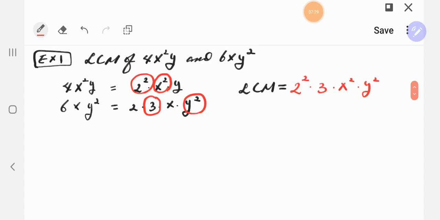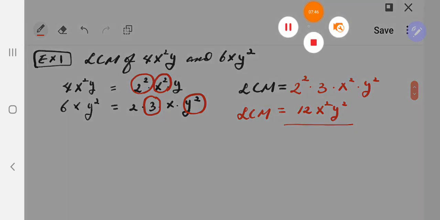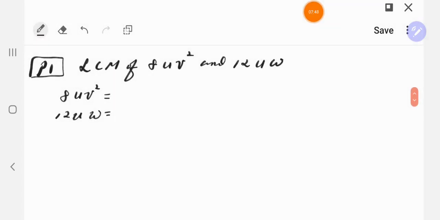So this is the LCM. Once we simplify this, 2 squared is 4, 4 times 3 is 12, x squared, y squared. So this is the LCM. Okay, for problem number 1, pause this and then find the LCM.